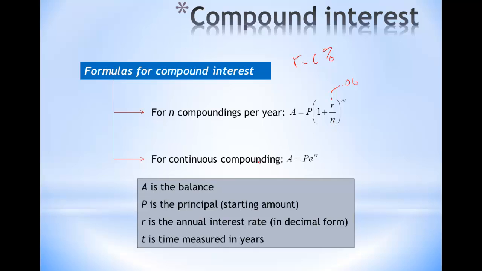Okay. For continuous compounding, same A, same P, they mean the same thing, but now I'm going to have R times T, e to the RT, where again R is equal to the rate in decimal form. All right. Let's do an example using that.